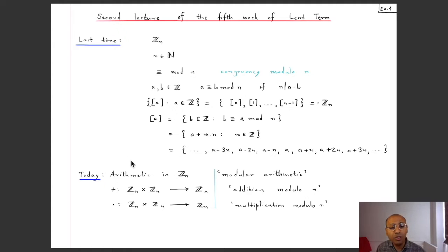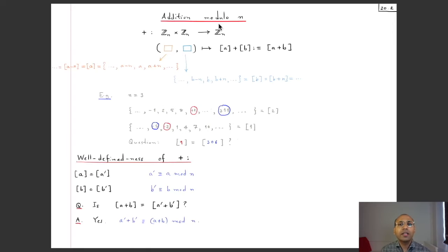Now today what we'll do is we'll develop a modular arithmetic in this set Zn, by which we mean that we will define these two maps, plus and dot. Both of these are maps from Zn times Zn to Zn. Plus is called addition modulo n, and dot will be called multiplication modulo n, and we'll see properties of these two maps. So here is the definition of addition modulo n. So this addition modulo n is a mapping plus from Zn times Zn to Zn itself.